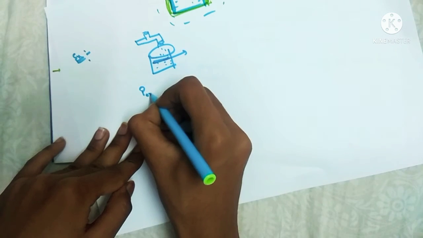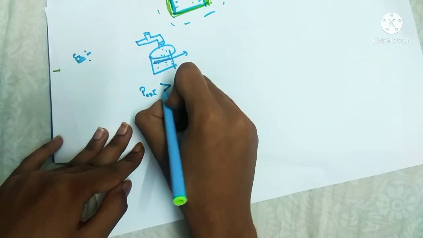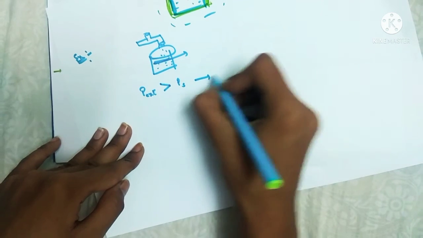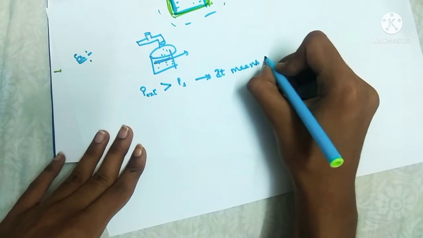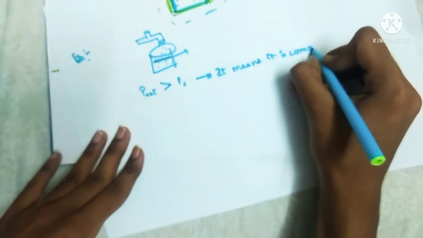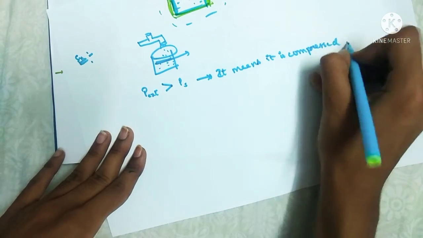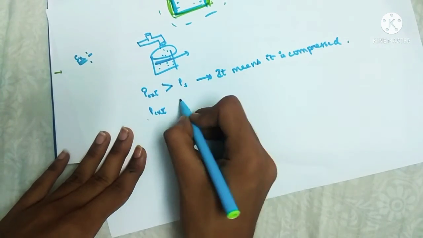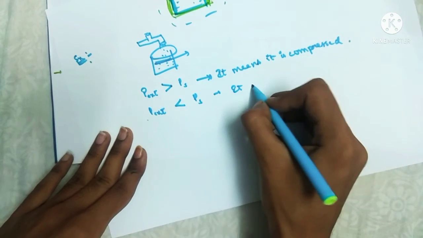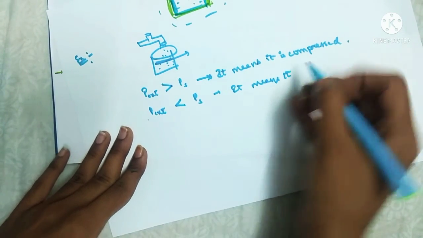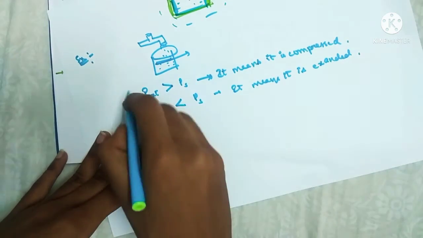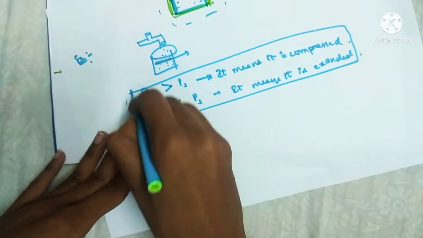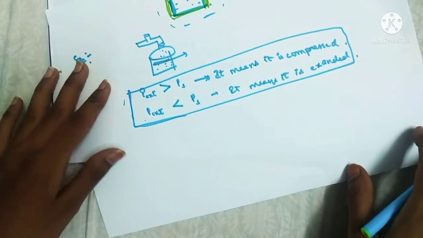And if the pressure exerted is greater than the pressure of the system, it means it is compressed. But if P external is less than P system, then it means that it is expanded. These are the two important points which we will learn later also, but just to give an idea I will be telling them.